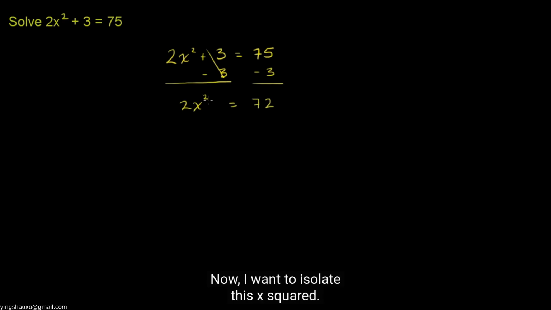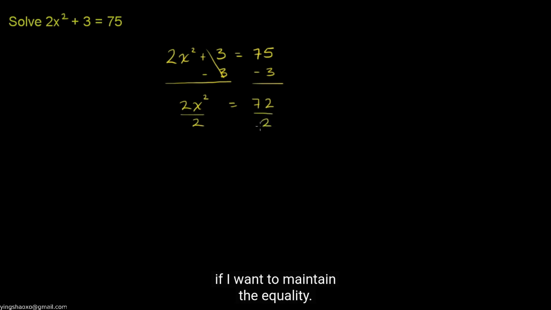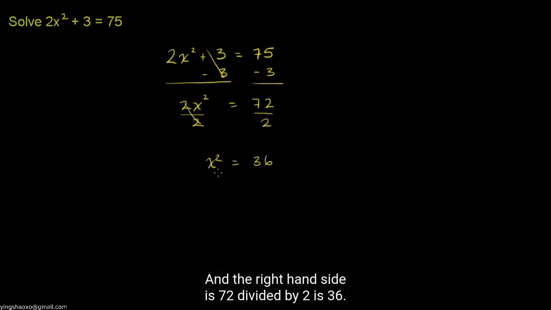Now I want to isolate this x squared. I have a 2x squared here. So I could have just an x squared here if I divide this side, or really both sides, by 2. Anything I do to one side, I have to do to the other side if I want to maintain the equality. So the left side just becomes x squared, and the right-hand side is 72 divided by 2 is 36. So we're left with x squared is equal to 36.